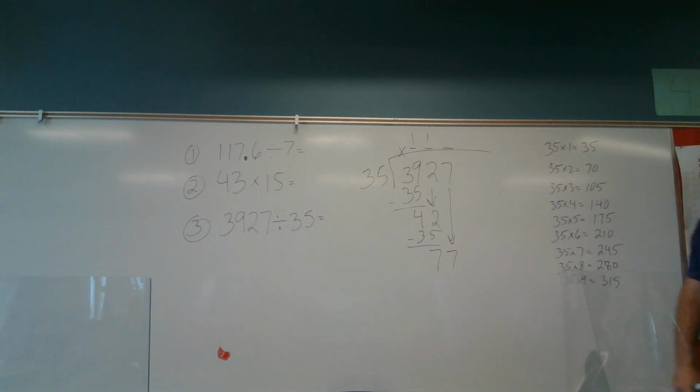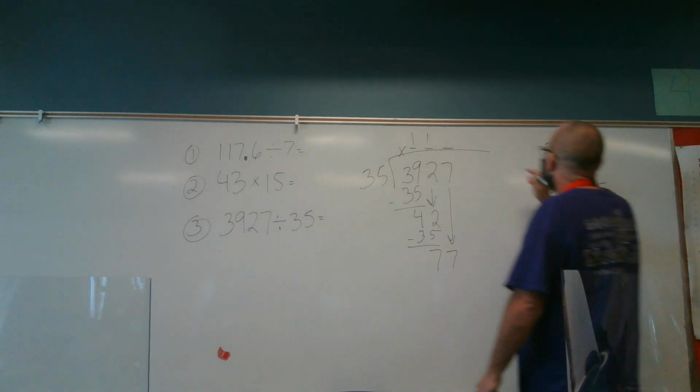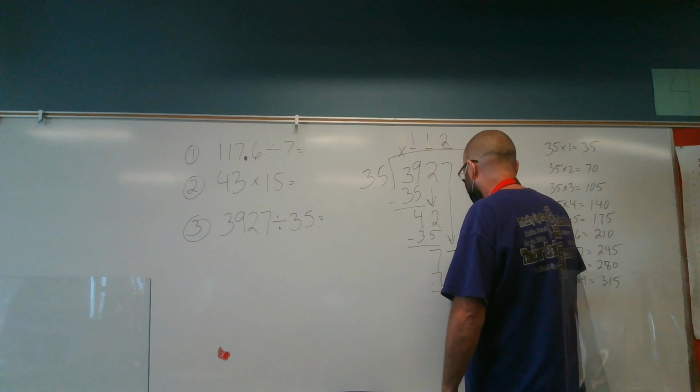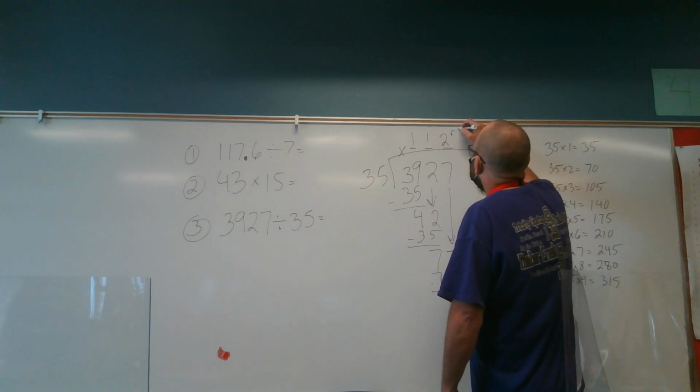Bring down my next number. Then I have to see 35 into 77. 35, 70, 105. 105 is too big, so it must be times 2, which is 70. And so I get 112, remainder 7.